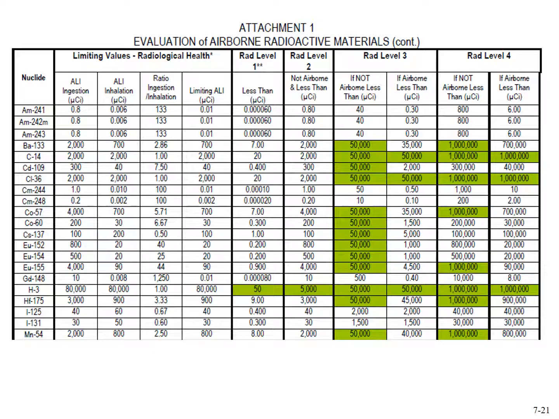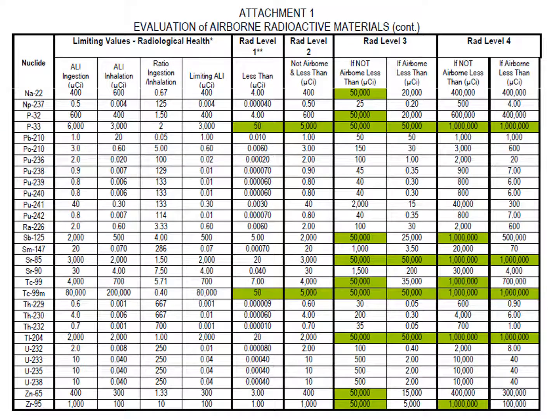Data is also shown here for radionuclides that we frequently work with: the ALI ingestion level, ALI inhalation level, and then the rad levels associated with a given activity. And the activity is listed in microcuries. And you can have rad safety 1, 2, 3, whether it's airborne or not, and rad level 4, whether it's airborne or not. And again, radionuclides are listed from americium to zirconium. All this data is available, and you could use this data to calculate the necessary radiation level that you would be working with in the laboratory.